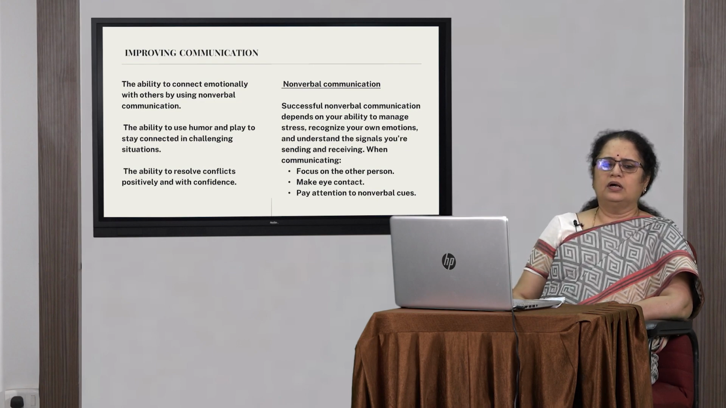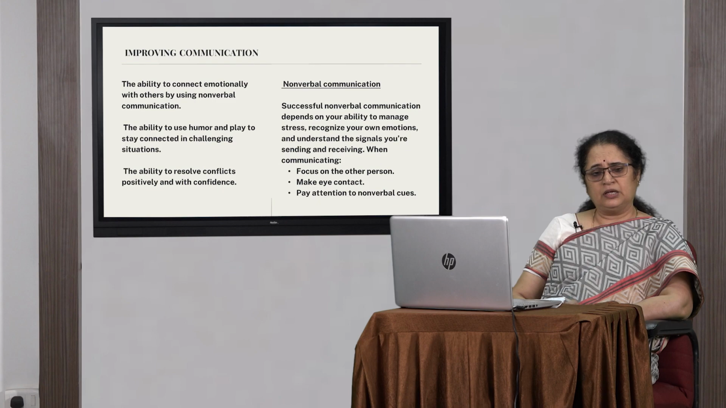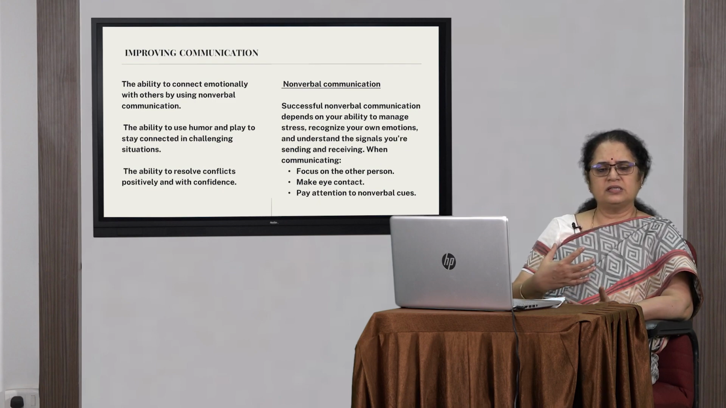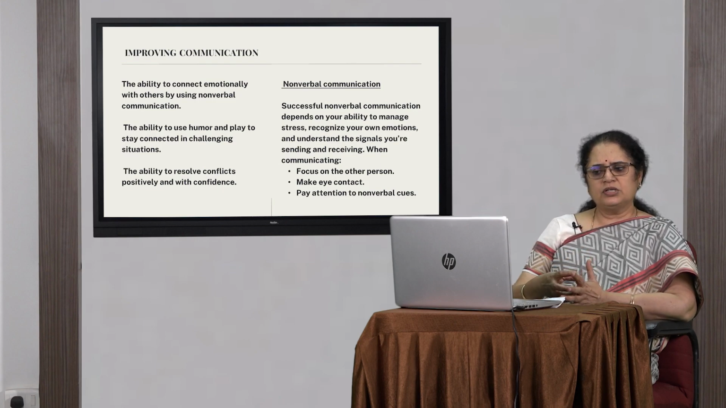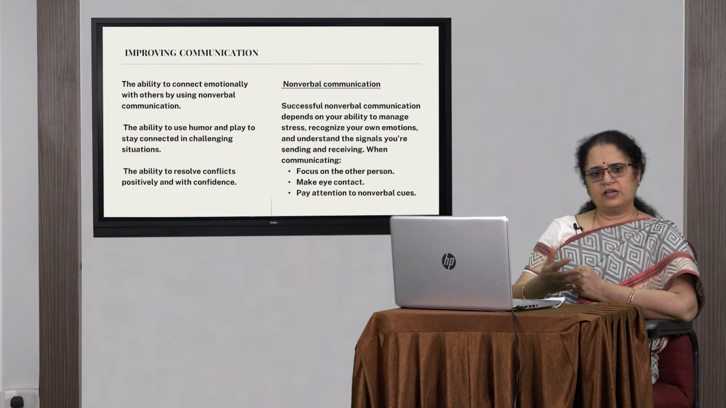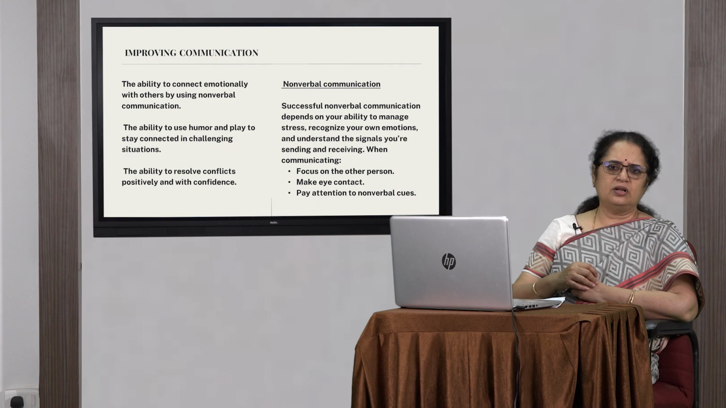Now, what do you mean by improving communication, and why communication? Why is communication important for developing EQ? Because communication is the main skill for us to interact with other people, right? The ability to connect emotionally with others even without using language, using non-verbal cues, non-verbal communication, understanding, looking at the face of the other person, you are able to say whether the person is angry or sad or happy.